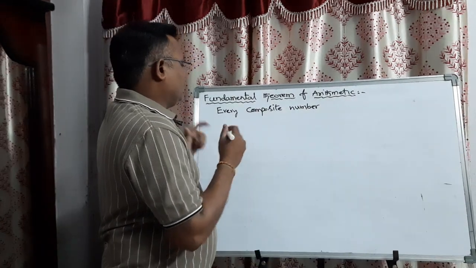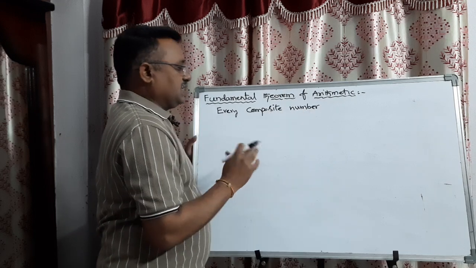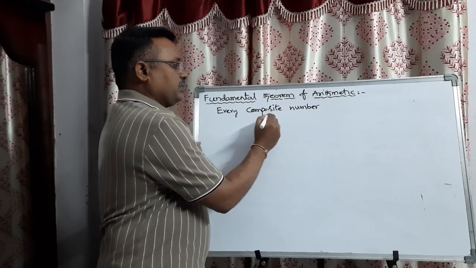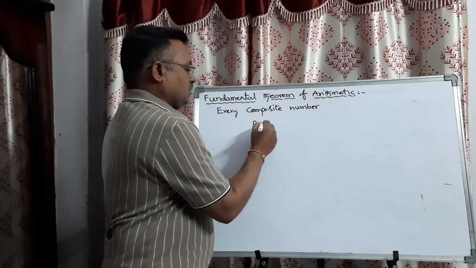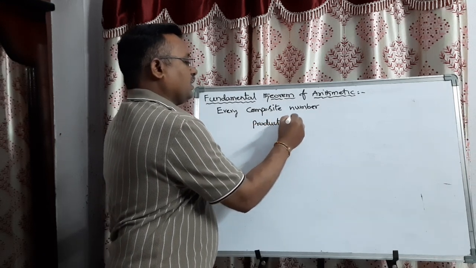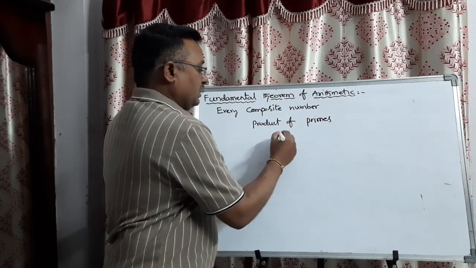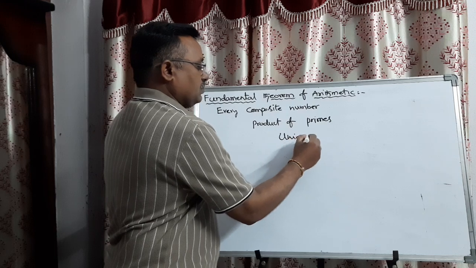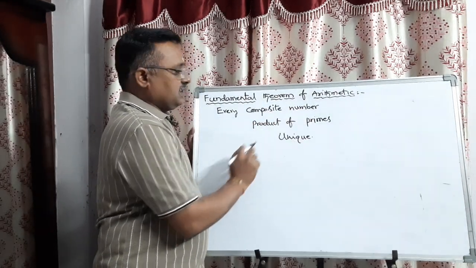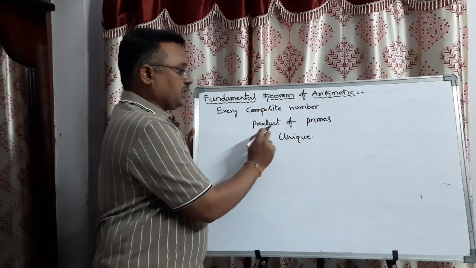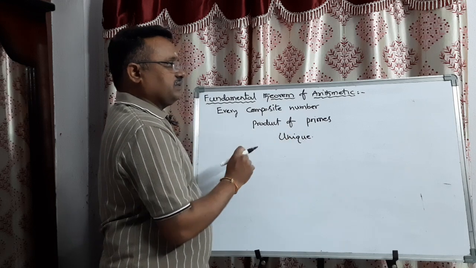Right. Now, what is this fundamental theorem of arithmetic telling us? Every composite number can be expressed as a product of primes in a unique manner. Every composite number can be expressed as a product of primes in a unique manner. What is the meaning of that?